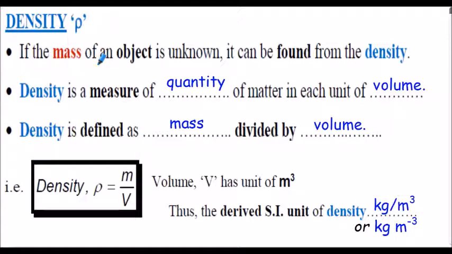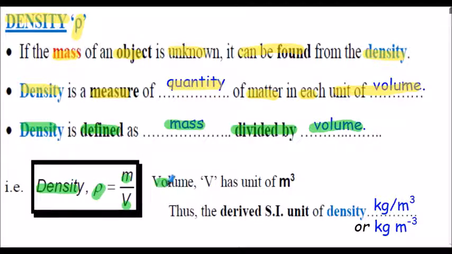Let's also consider the quantity known as density. This is actually mass density, and often given the symbol rho, that's a Greek symbol. If the mass of an object is unknown, it can be found from knowing the density. Density is a measure of the quantity of matter in each unit of volume. So density is defined as mass divided by volume. So density, symbol rho, is m upon v.